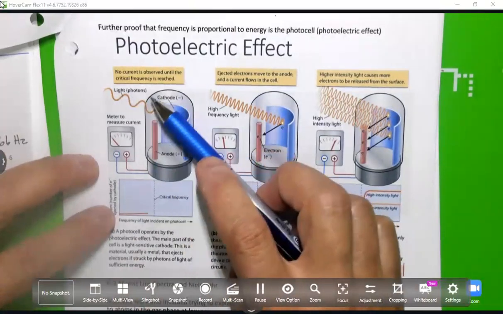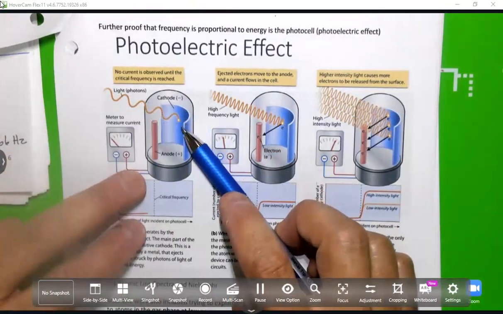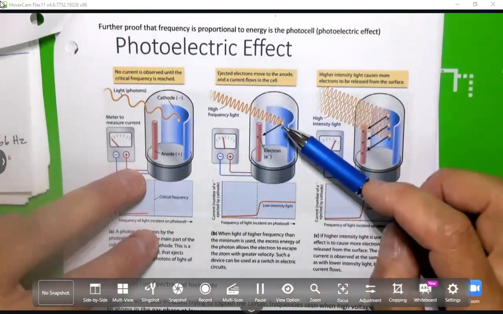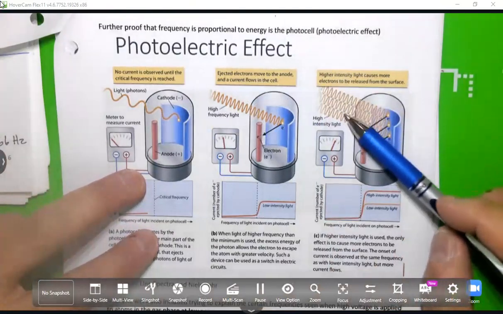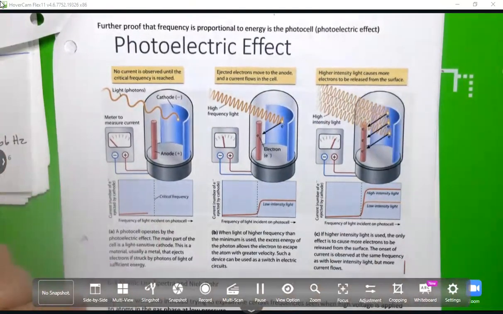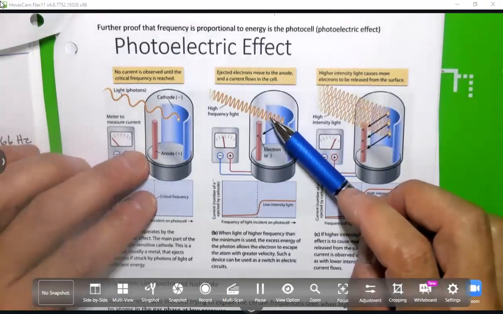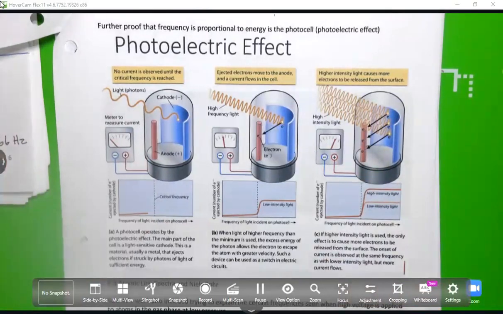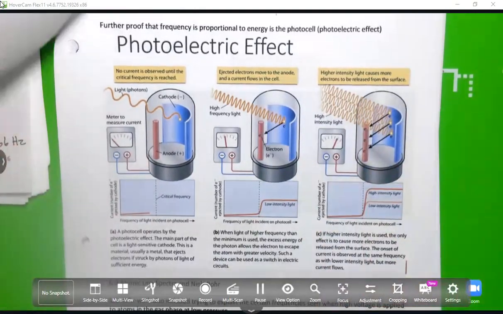So if this light of certain photons hits this metal surface, nothing happens until you get high enough frequency, and then electrons are ejected. And obviously, if you have higher intensity light, you're going to get more electrons ejected. But again, for this to happen, there has to be a high enough frequency of light. It's that simple. For the photoelectric effect to take place, it has to have a high enough frequency, which is high enough energy.